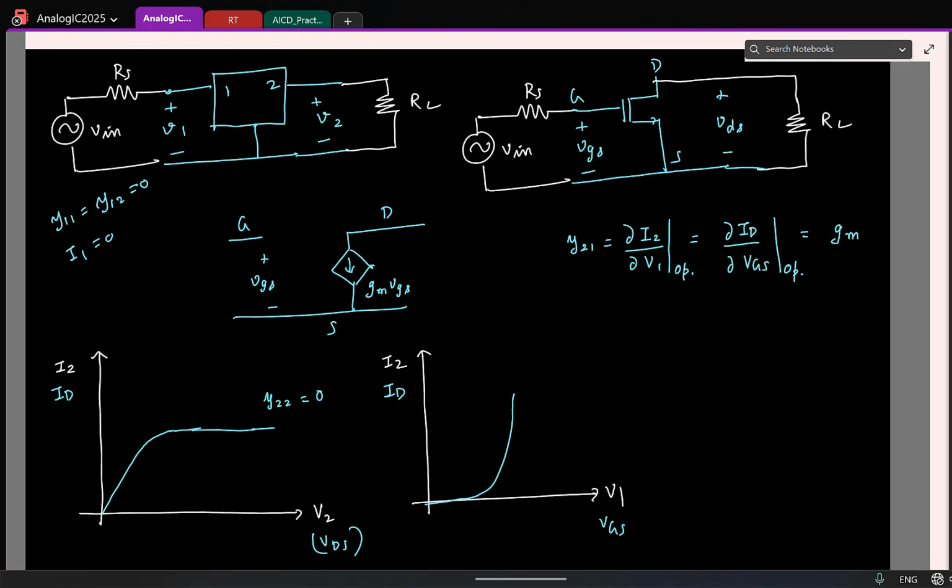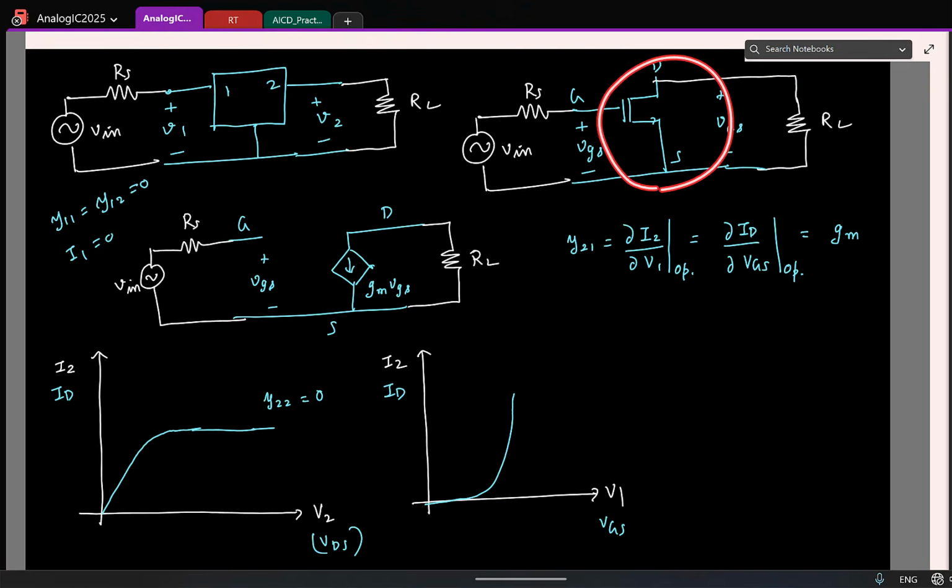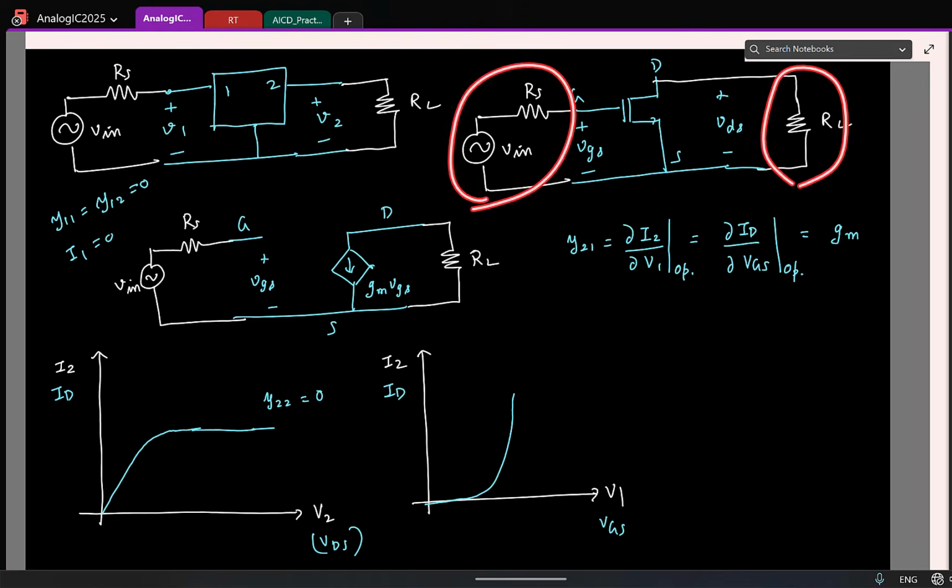So let's actually apply the input source and see what happens. This is my small signal input, this is my RL. Basically I have drawn the small signal equivalent of this circuit. Is that okay? The transistor I am replacing with its equivalent linear model, and the rest is the same, V in and RL. Is that okay?